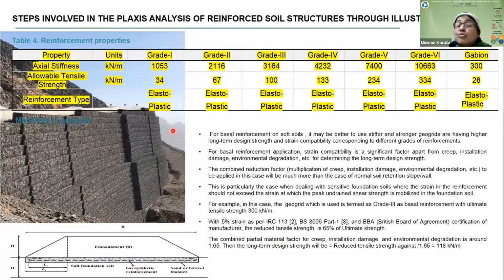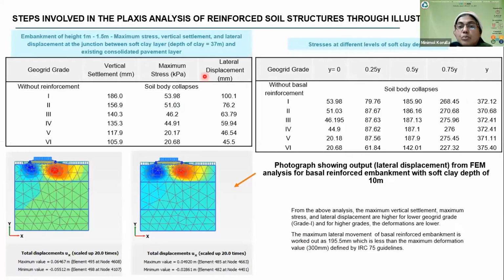And the reinforcement properties are also defined. Here, the FEM worked very well. In the previous case, I specifically told that the geogrid types were already defined, and after that we applied FEM. Whereas here, FEM is employed to find out the most suitable geogrid for the basal reinforcement.